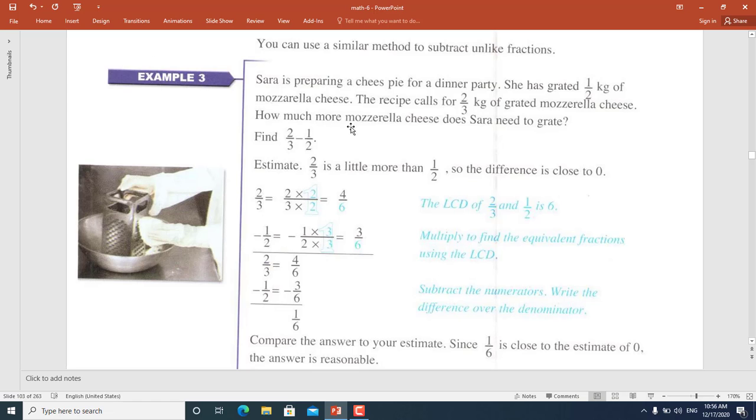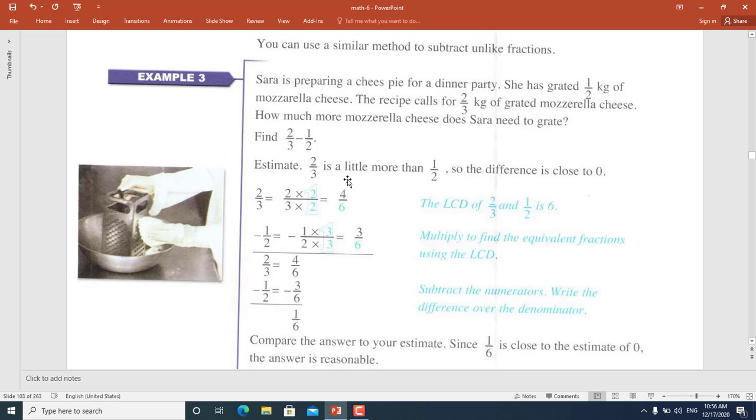In example 3 we have 2 over 3 minus 1 over 2. Also we make them the same denominator. We multiply 3 by 2 and 2 by 3 to get the same denominator, 6, because it's the common multiple between them. So 3 times 2 is 6. When you multiply the denominator by any number, you must also multiply the numerator by the same number. 2 times 2 is 4.